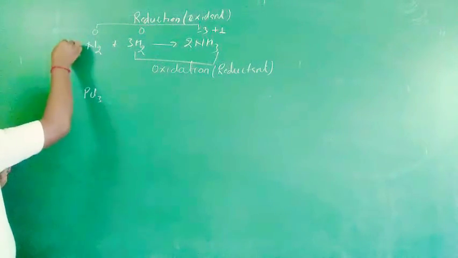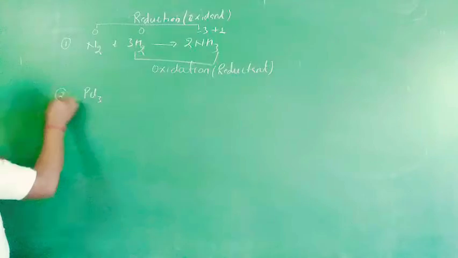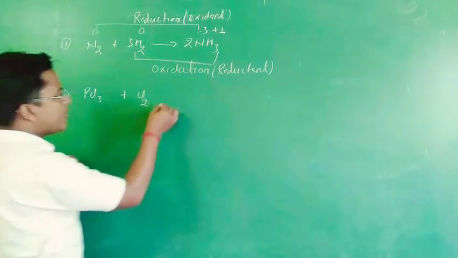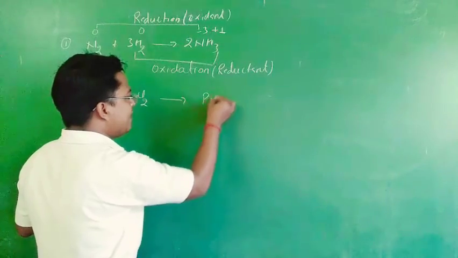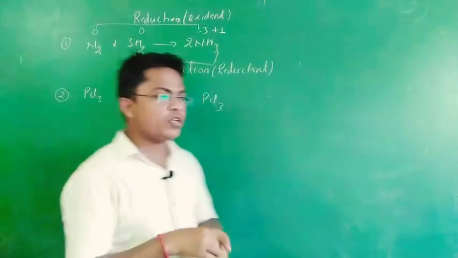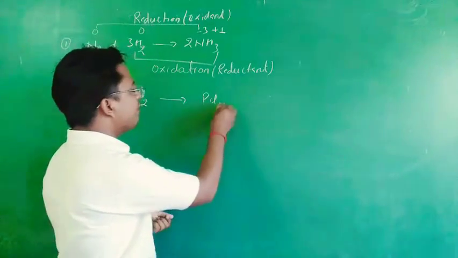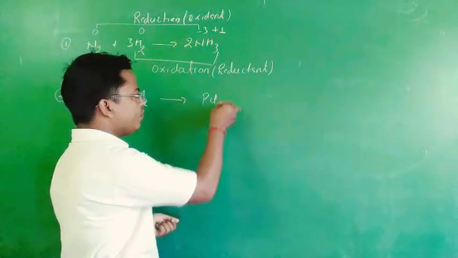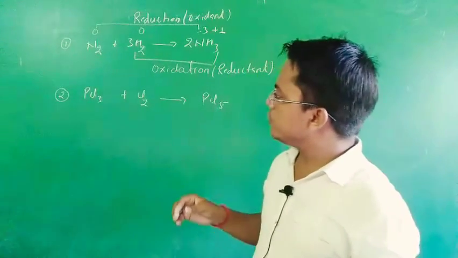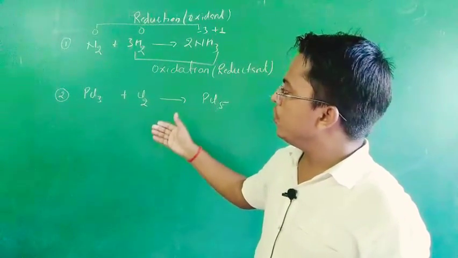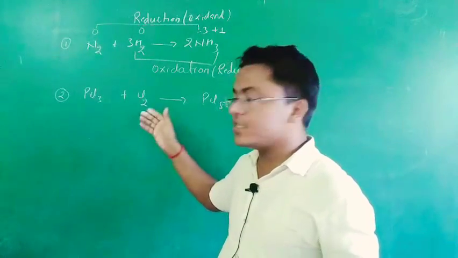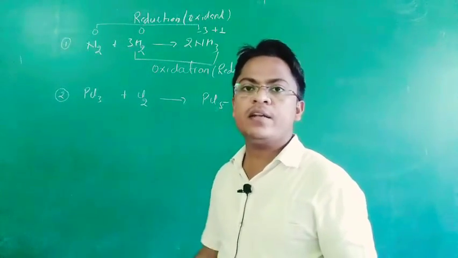PCl3 plus Cl2 gives PCl5. Phosphorus trichloride reacts with chlorine to give the PCl5 molecule. Okay, so let us first mention the oxidation states, then we can know the oxidizing agent, reducing agent and the substance oxidized and reduced in this given reaction.